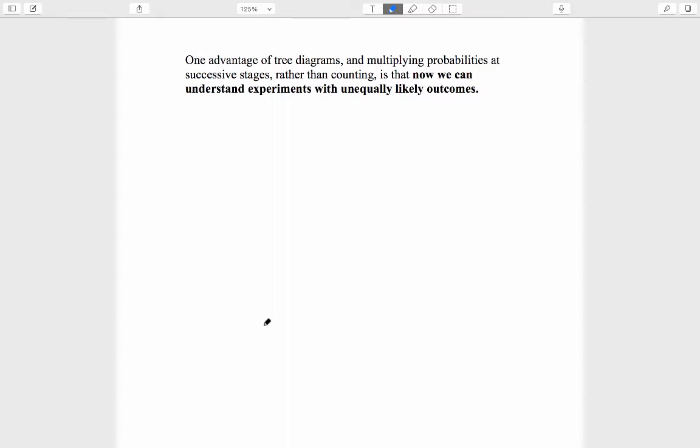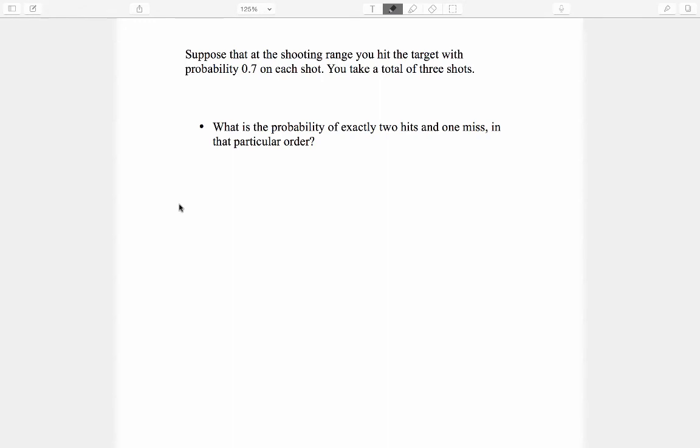One very significant advantage of tree diagrams and multiplying probabilities at successive stages, rather than counting, is that now we can understand experiments with unequally likely outcomes. There are very many of these in real life. It would be too confining just to look at experiments with equally likely outcomes, so now we will have a much broader range of applications. Here is our first example.